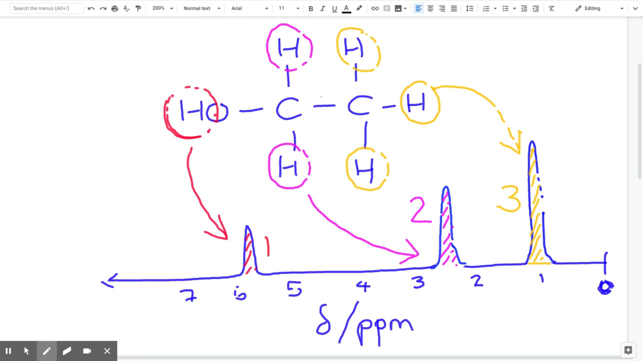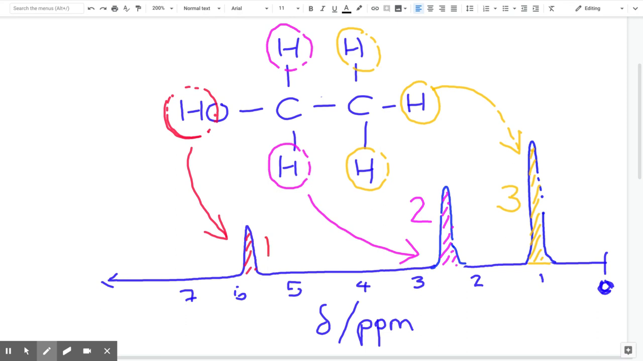Obviously, we've got ethanol as an example, so we know there's 1 proton, 2 protons, 3 protons in each of the environments, but in bigger, more complex molecules, it tells you the ratio. There may be, for example, in these numerical values, 6 protons in one, 4 in another, and 2 in another if we happen to have a bigger molecule.